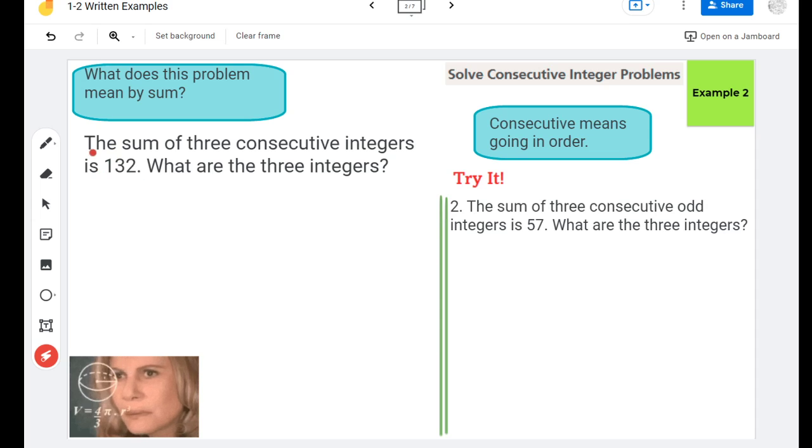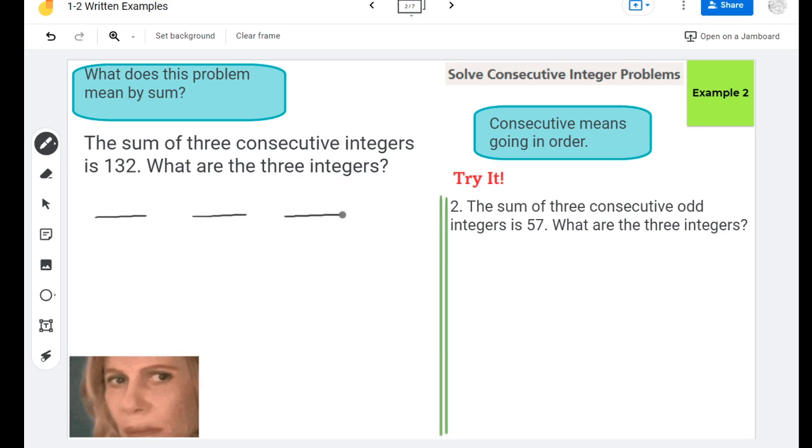So if I read this problem, it says, the sum of 3 consecutive integers is 132. What are the 3 integers? So I have 3 values. When I have a sum, I'm doing some kind of addition, right? So I have 3 values being added together that adds up to make 132.